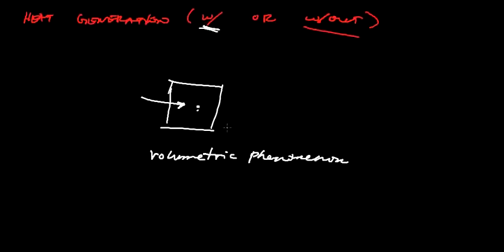Therefore, the rate of heat generation in a medium is usually specified per unit volume. Our heat generation is denoted by the symbol g with a dot, and its unit is watt per cubic meter. It is a volumetric phenomenon specified per unit volume. In other units, we may have our heat generation in BTU per hour cubic feet.